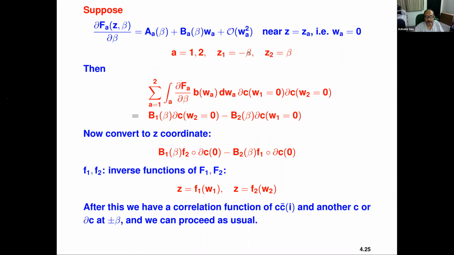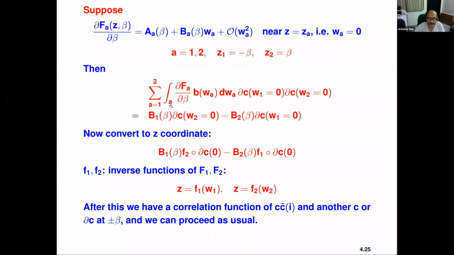So in our case, z1 is minus β, z2 is β. Let's compute this. We have the integral of ∂f_a/∂β, dw_a, and then the two vortex operators that will be of interest to us: ∂c(w) at w1 equal to 0 and ∂c at w2 equal to 0. These are the two psi1 vortex operators. The cc̄ at i doesn't do anything, the closed ring vortex operator.